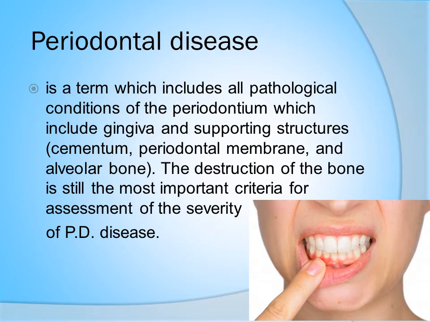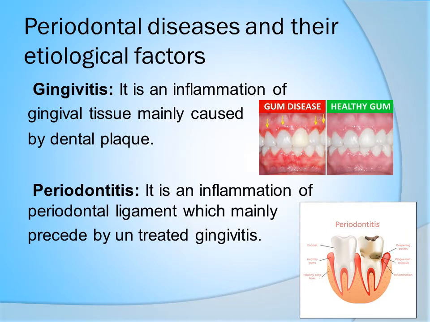Periodontal disease is a term which includes all pathological conditions of the periodontium, which include gingiva and supporting structures. It starts with very simple gingivitis, redness, simple inflammation. When it's neglected, it could reach the last step, which is destruction of the bone, which is still the most important criteria of assessment of the severity of periodontal disease.